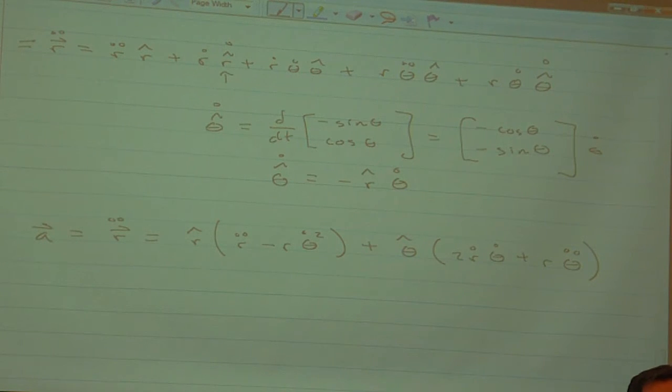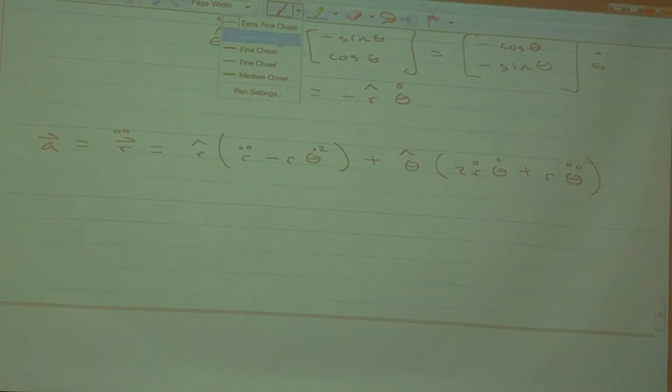It's all fun. Is that r double dot minus r theta dot squared.